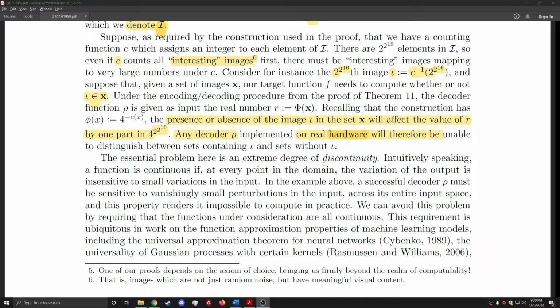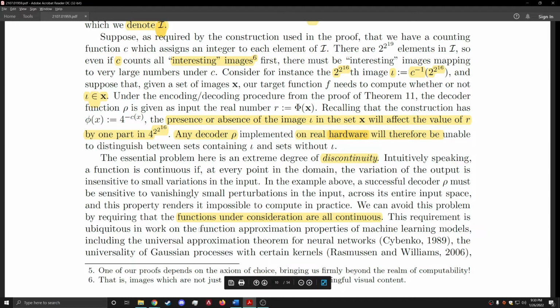The essential problem here is the extreme degree of discontinuity. It was the discontinuity that made our search space absolutely enormous. It was way too big to even go through. So we're going to cut this down. We're going to cut the search space down by only considering functions which are continuous. This is a really common thing to do, actually, to only allow continuous functions.